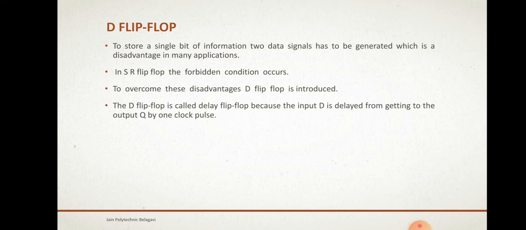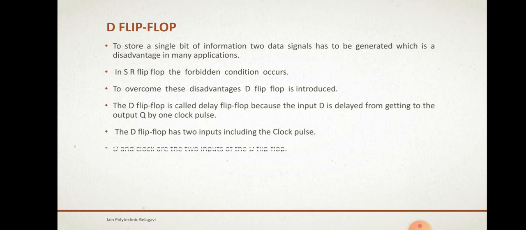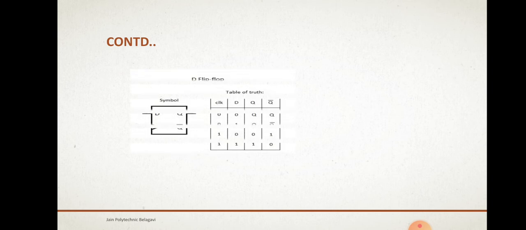The D flip flop is called a delay flip flop because D is delayed from getting to the output Q by one clock pulse. So that one we are doing here. The D flip flop has two inputs including the clock pulse: D and clock are the two inputs of the D flip flop. So you can observe the truth table here.